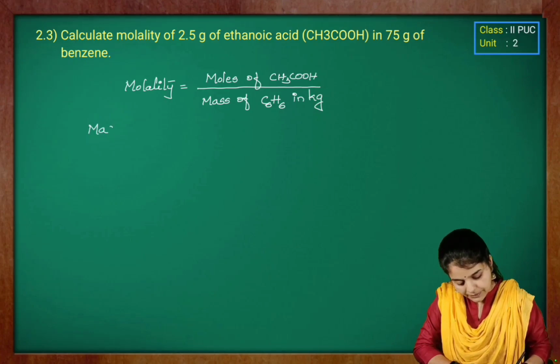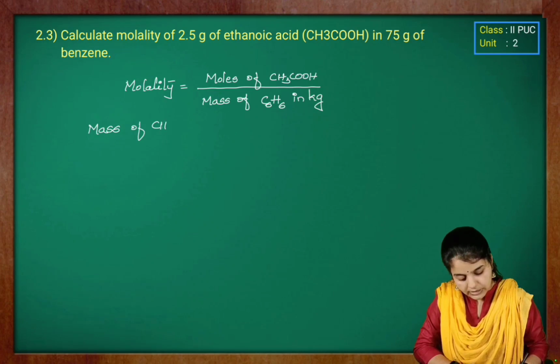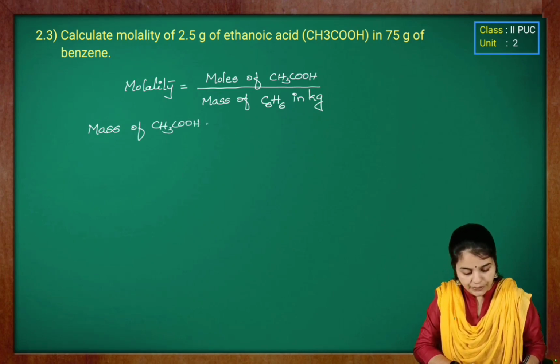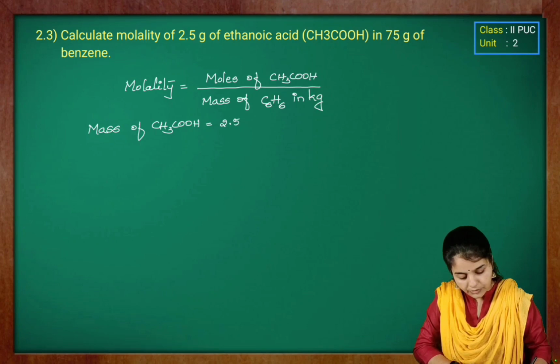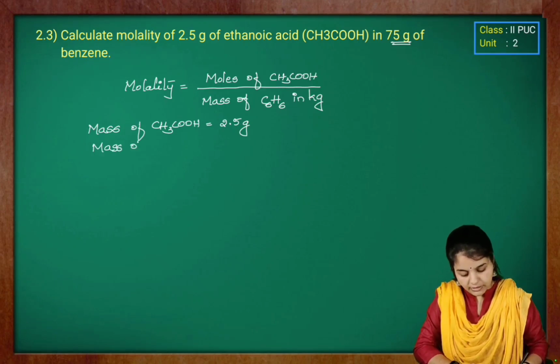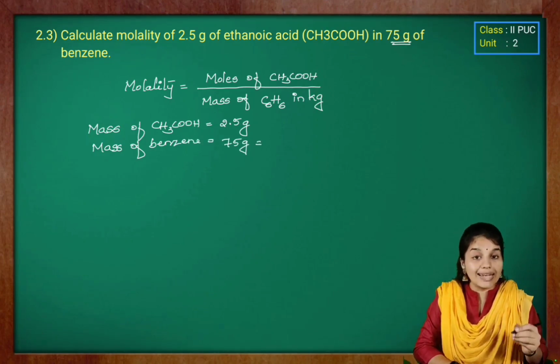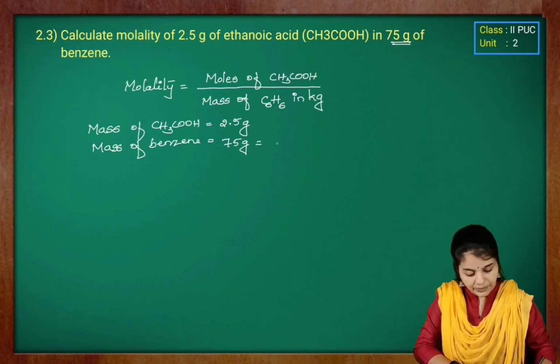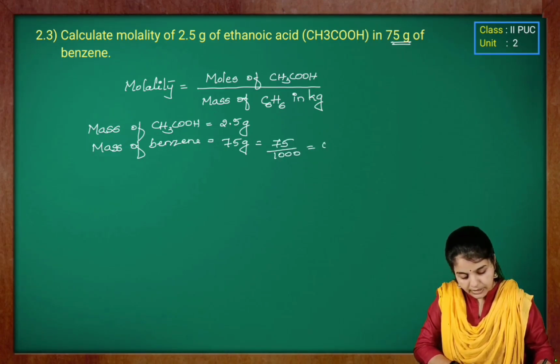Mass of ethanoic acid is given. So mass of CH3COOH, that is 2.5 grams, and we have 75 grams, that is mass of benzene. So mass of solvent, that is benzene, is 75 grams. But molality, we are going to express the solvent in terms of kg. So I should divide it by 1000. So I get 0.075 kg.